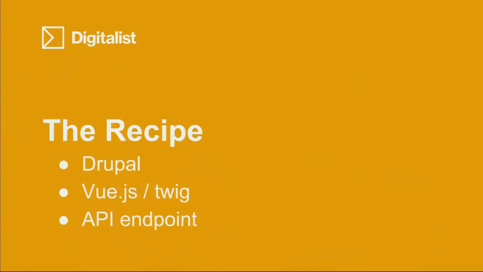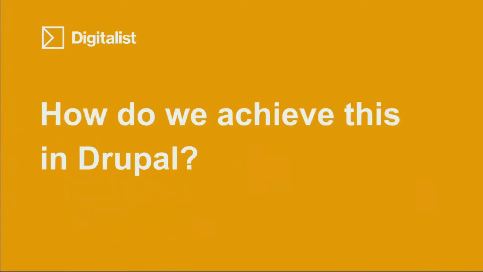So this became the recipe that we use for the project. We will have Drupal. We're going to use Vue.js, and we're going to combine it with Twig. And we need some kind of endpoint that we will make calls to actually get the data, because we need to get it inside of the JavaScript somehow. So how do we achieve this in Drupal?